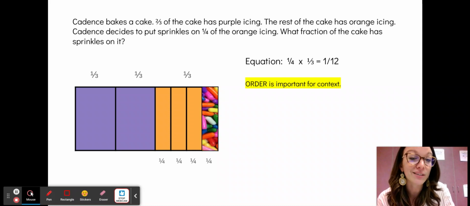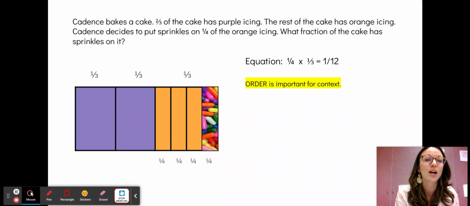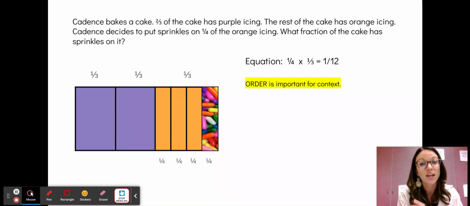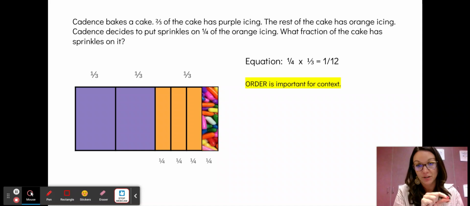But I just want to point out that order is important for context. If this is a quiz or a test and a student says a third times a fourth, that's going to be a point off, because that's not showing that they conceptually understand that this is a fraction of a fraction. In this context, the sprinkles are a small part and the third is the bigger part. So the equation reads a fourth of a third, which is what the visual model shows.